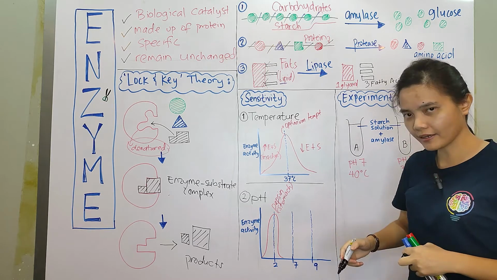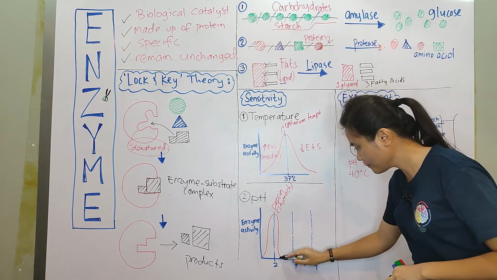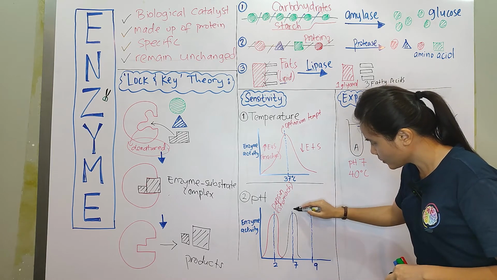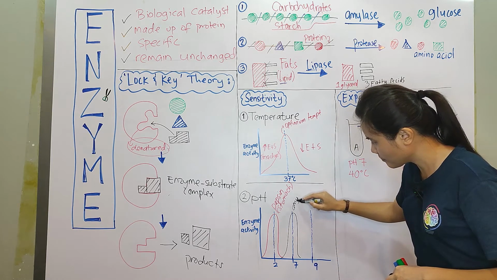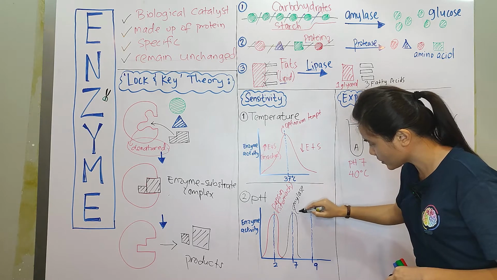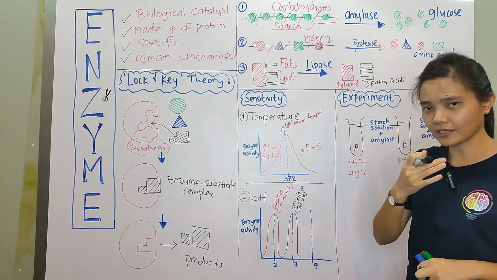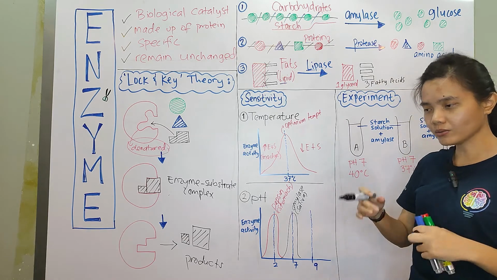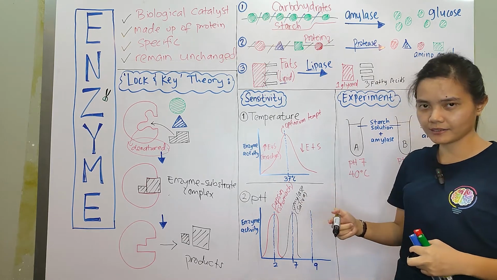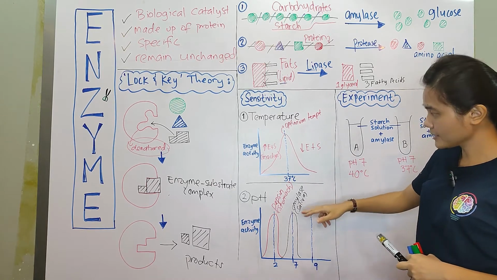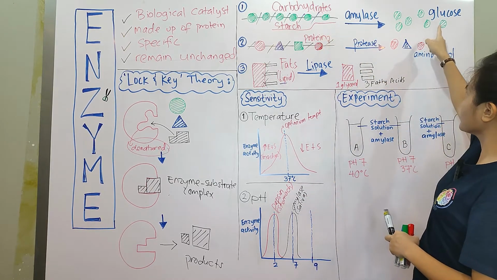Inside your saliva you can find amylase. So what enzyme? Amylase. So you can find it in your saliva. Not only in your saliva, the pancreas also produces amylase together with the trypsin. So amylase breaks down carbohydrates to glucose.